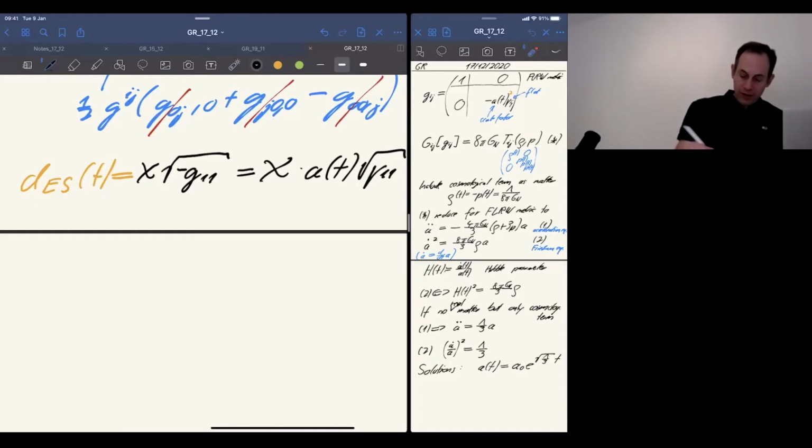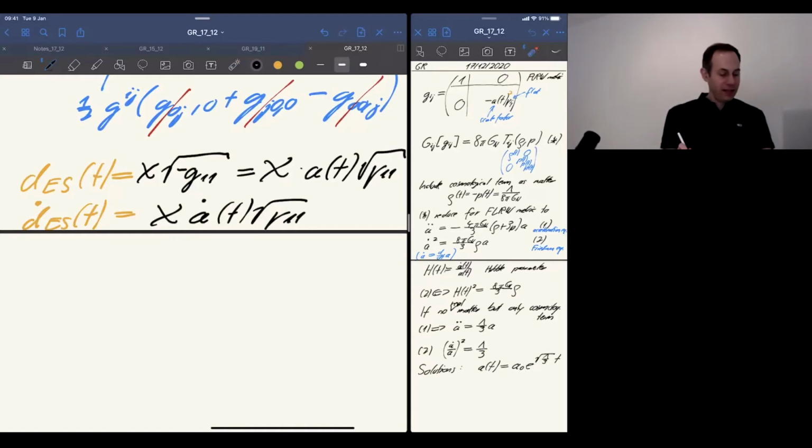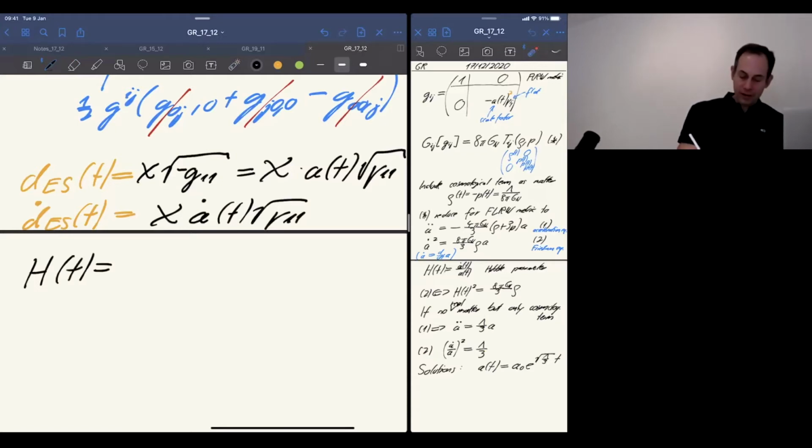Now, another thing I could do is to take the time derivative of the distance. And okay, that's pretty simple to do. What I get, obviously, just from the expression here, is chi times A dot of t, and the constants remain the same. The reason I'm writing this down is that this now gives us an expression for what I call the Hubble parameter, which is A dot divided by A, because the only difference between these two expressions is the A and the A dot.